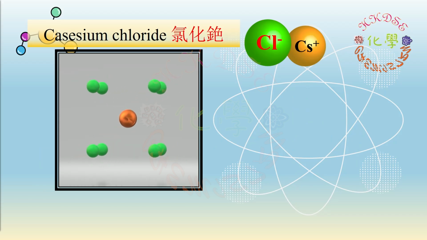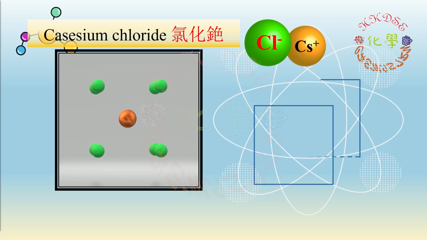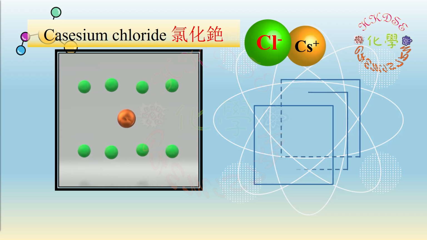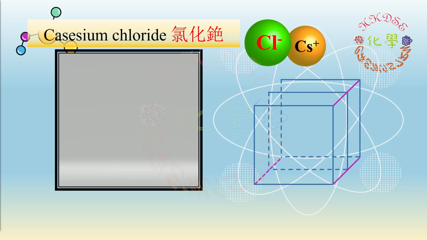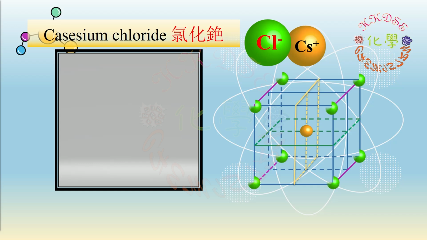To draw the cesium chloride crystal structure, Step 1. Draw 3 squares. Step 2. Draw a straight line to connect the squares. Step 3. Draw the different middle lines. Step 4. Draw the cesium ion. Step 5. Draw the chloride ions.